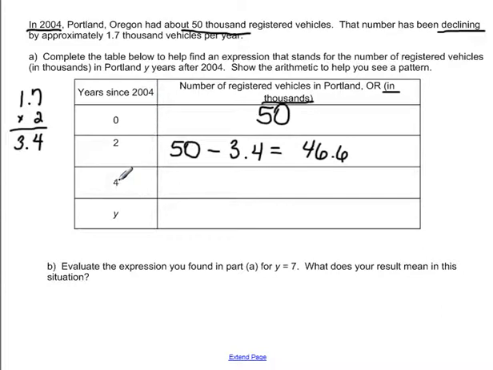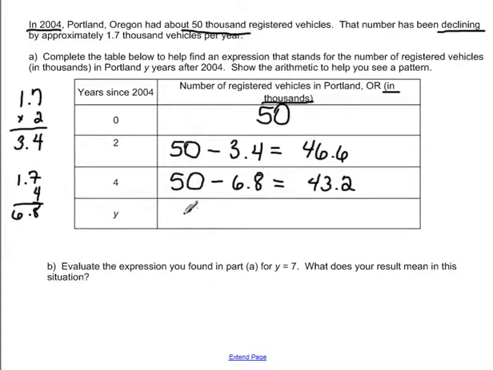Now what about 4 years after 2004? What would we see? Well, if it's continuing to decline at that same rate, in 4 years, I'm losing 1.7 every year. 1.7 times 4, well, that's 8, and we carry the 2, so that gives me 6.8. From the original 50,000 vehicles that we started with in the year 2004, we're going to subtract that 6.8. And when we do that, we're going to end up with 43.2.